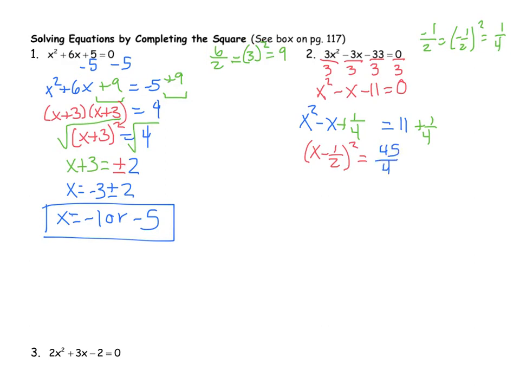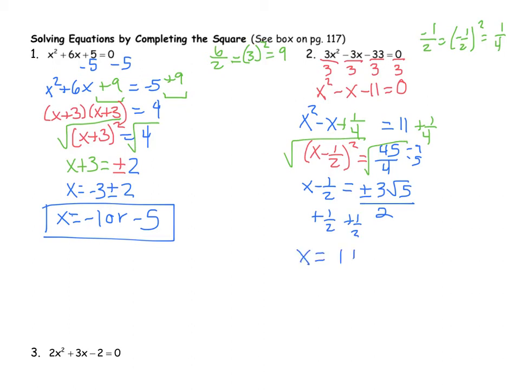I like to make that an improper fraction because then when you take the square root of both sides, you're ready right away to say, okay, I've got x minus 1/2 on the left. The square root of 45 is 9 times 5. So that's going to be plus or minus 3 root 5 over the square root of 4, which is 2. Now when I add the 1/2 over, I already have common denominators. So my answer is 1 plus or minus 3 root 5 all over 2.